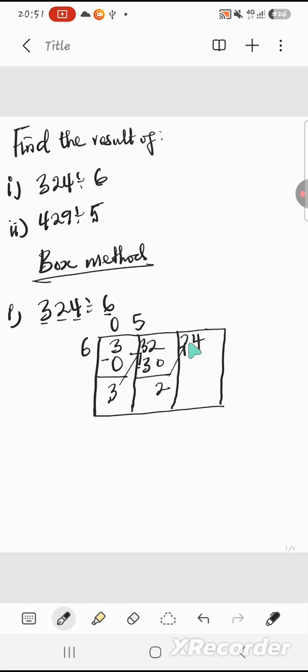So this becomes 24. Therefore, I have 24 divided by 6. 24 divided by 6 will give me 4. 6 times 4 is 24. 24 minus 24 is 0. Now that I have nothing left, this is my answer. Therefore, I can write my answer as 324 divided by 6 is equal to 54. And that is our answer. So it is easier. It actually reduces the complexity of the long division method.